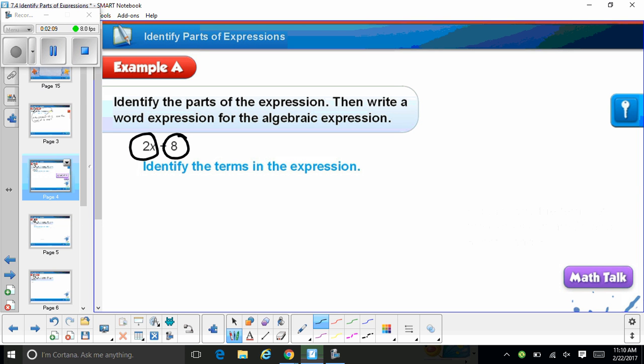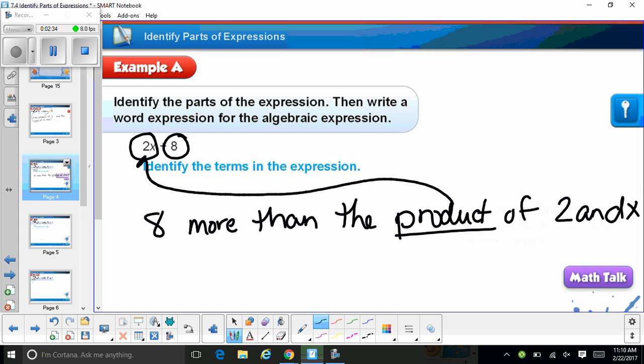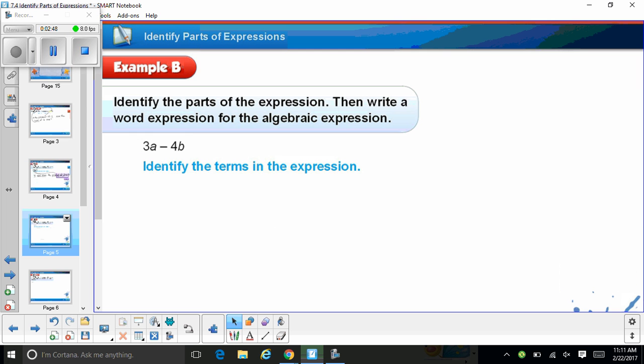And so one way that I may write a word expression for this is 8 more than the product of 2 and x. I see the word product came from my coefficient here because it's being multiplied by the 2, and more than I got from my addition sign here. And then I just filled in the numbers and variables I'm using. Let's go ahead and take a look at one more.